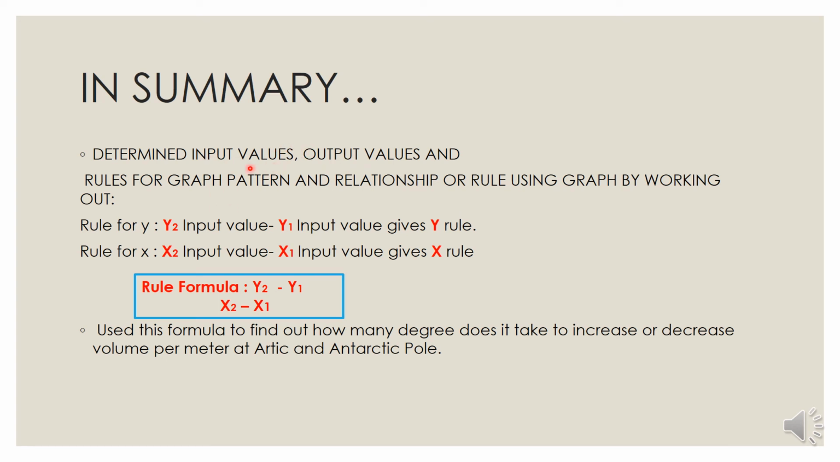The input values in our case was the temperature. The output was the volume that was affected by the temperature. Input is something that you cannot really change yourself, and the output is what is affected by the input, which in our case was that temperature affected the amount of ice melted at the poles. We use this volume to find out how many degrees it takes to increase or decrease volume per meter at the poles.